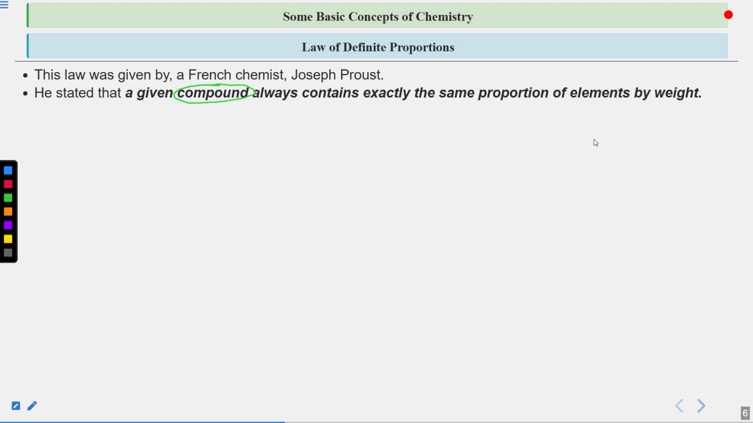Now, this ratio will be maintained in every water molecule. It is not dependent upon the source from which the water is coming. It can be the water of a river, it can be the water of the sea, or it can be the water of your tap. All of this water will have water molecules in which the ratio of hydrogen to oxygen will be 1 to 8. Clear?